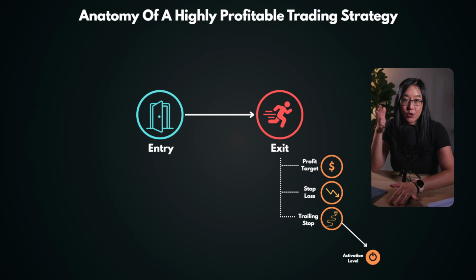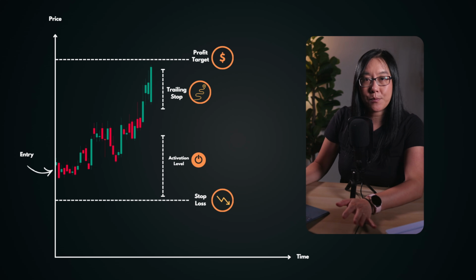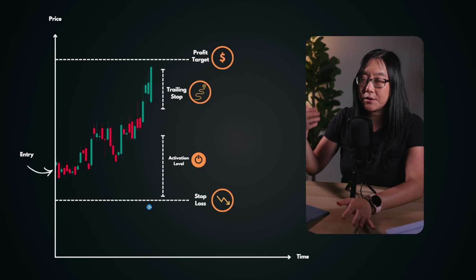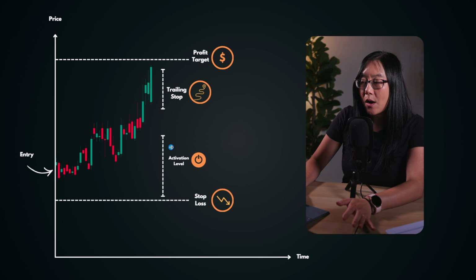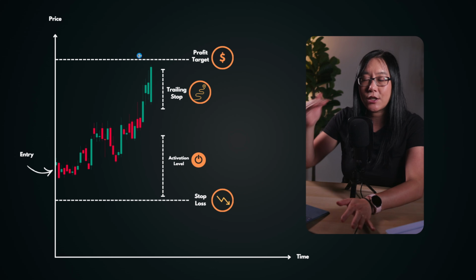So in addition to the 2 exit methods we've already mentioned, the timed exit and the break even, there are 3 additional exit types. You've got the profit target, the stop loss, and the trailing stop. Here I've got a price chart. Let's say we placed a buy order right about here. So our stop loss to protect our account would be below the current price to minimize our risk. And our profit target would be somewhere up here above the current price. So when the price moves and hits our profit target, the trade will be closed.